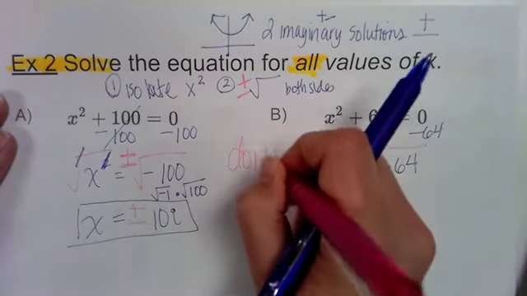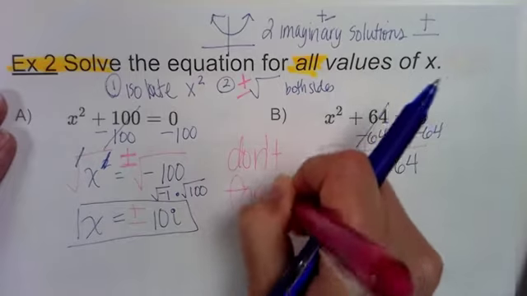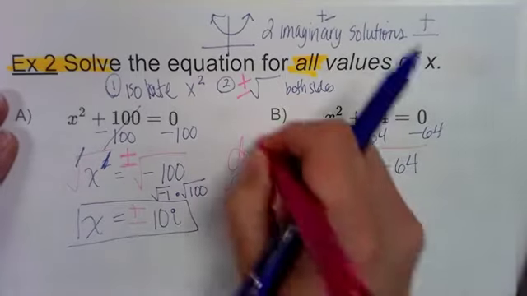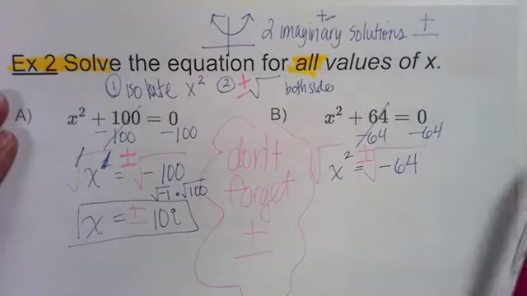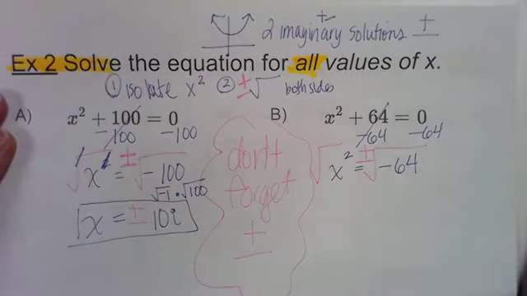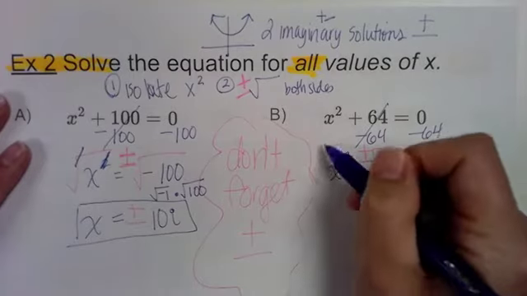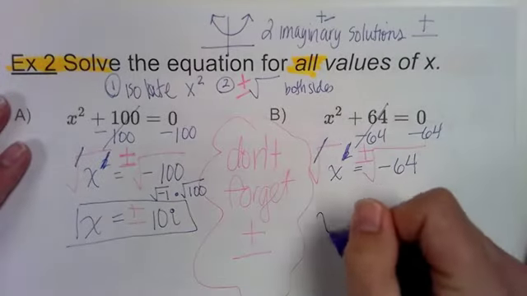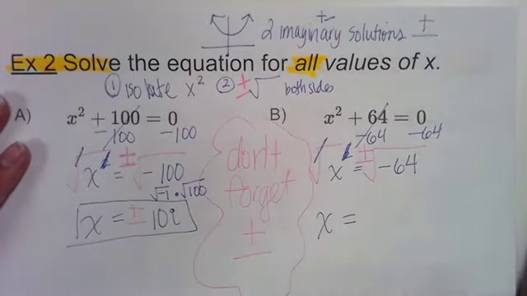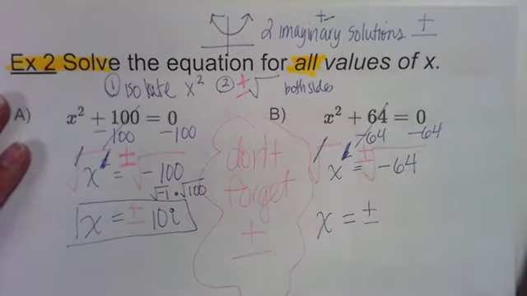Write that down really big. Don't forget the plus or minus. Write that huge on your paper because that's where you're going to miss something. You're going to forget the plus or minus. The square root of x squared cancels out those exponents and just leaves the x. We have a plus or minus in front.